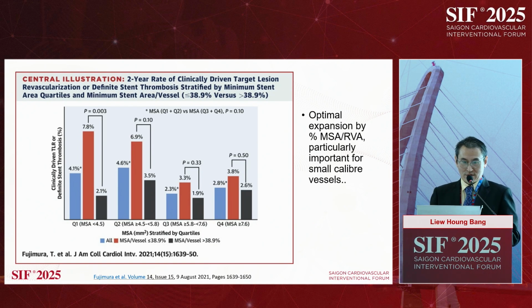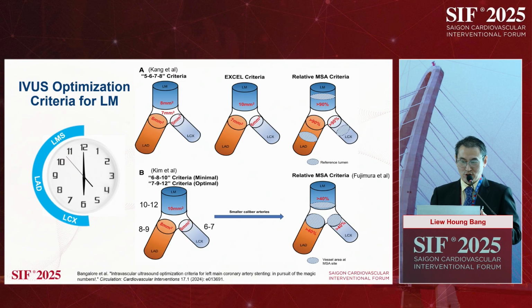Then there are papers that look at this. For instance, this is where we look at stent sizes of less than 4.5 for small vessels, or larger vessels of more than 7.6, or anything in between. It is very important to achieve that ratio of the MSA to the reference vessel of at least 38.9%, 40%. So that's where the magic number comes from, the 40%. You can see that the difference is so much more important when we deal with small vessels. The TLR rate, or stent thrombosis rate, can be doubled if we do not have that optimized. So that's where the magic number came from, down there in the right corner. This is from the Fujimura paper.